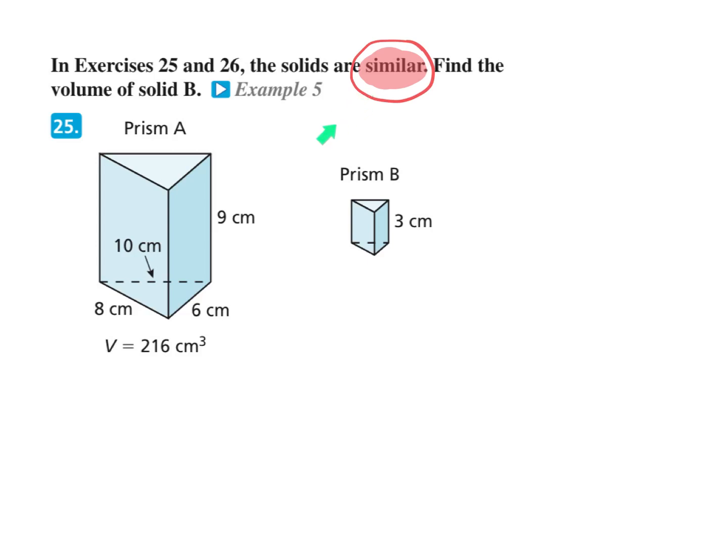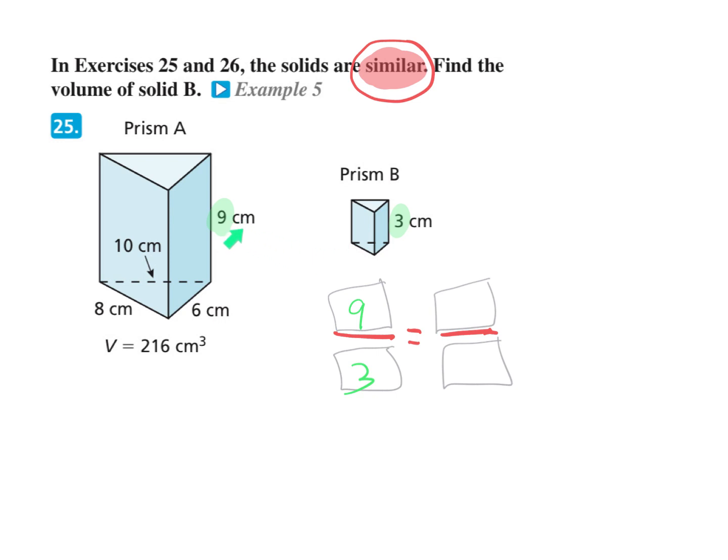Alright, for these problems where we have two shapes that are similar, you want to immediately set up a proportion. For one of the ratios, we'll use any two corresponding sides. So of all these numbers, 9 is the one we'll choose because it corresponds to 3. This ratio is in fact like the scale factor.